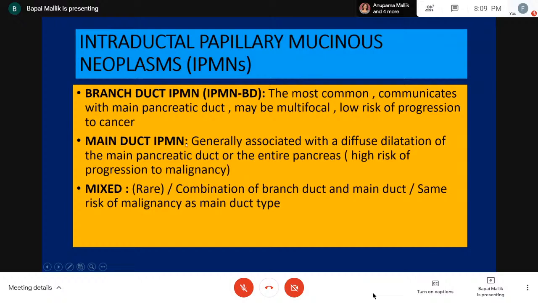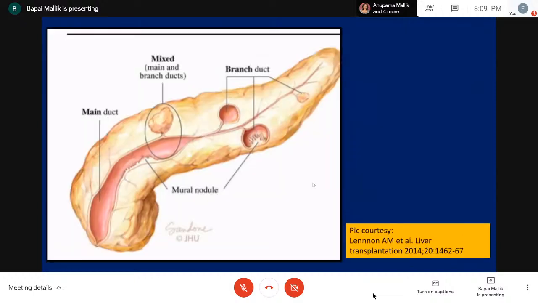Whereas the main duct IPMN is generally associated with diffuse dilatation of the main pancreatic duct. That's why radiologists are able to call this one pretty confidently, and it has a higher risk of progression to malignancy. The mixed type is very rare. It is a combination of branch duct and main duct, and it is believed that the risk of malignancy is similarly high as a main duct IPMN.